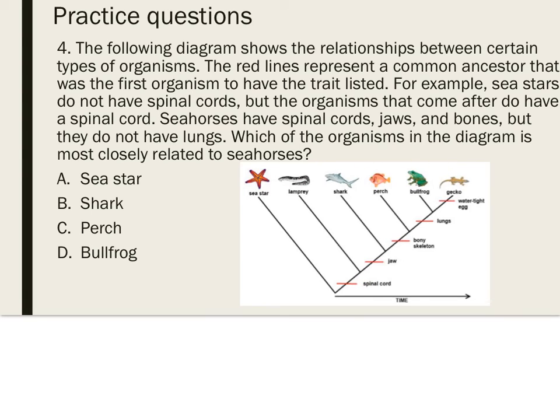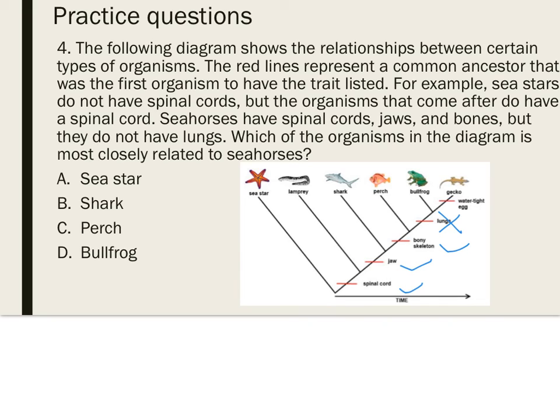Okay, so we have seahorses. All right, seahorses have a spinal cord. Check. They have jaws. Check. And they have bones. Check. But they do not have lungs. Okay, I'm going to put an X on lungs. All right, so which of the organisms in the diagram is most closely related to seahorses? Knowing all that information. So pause it and see what you come up with.